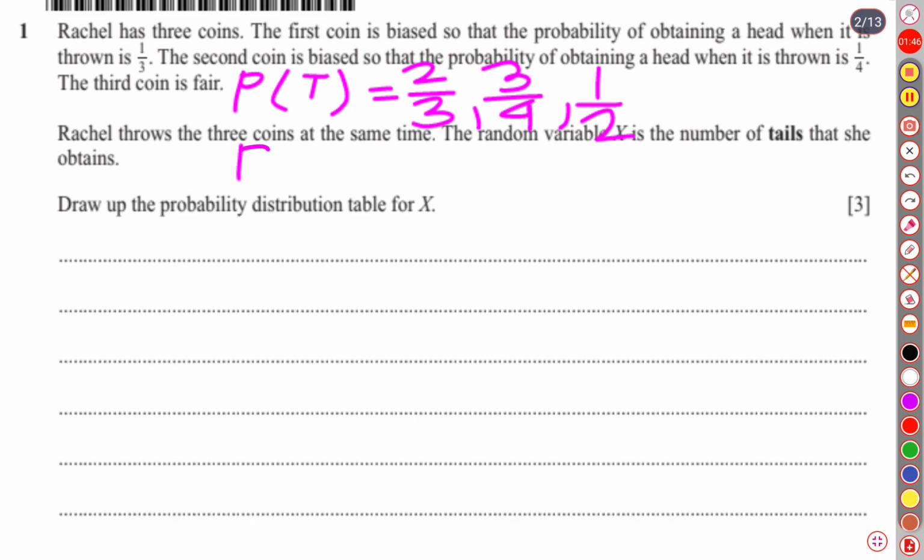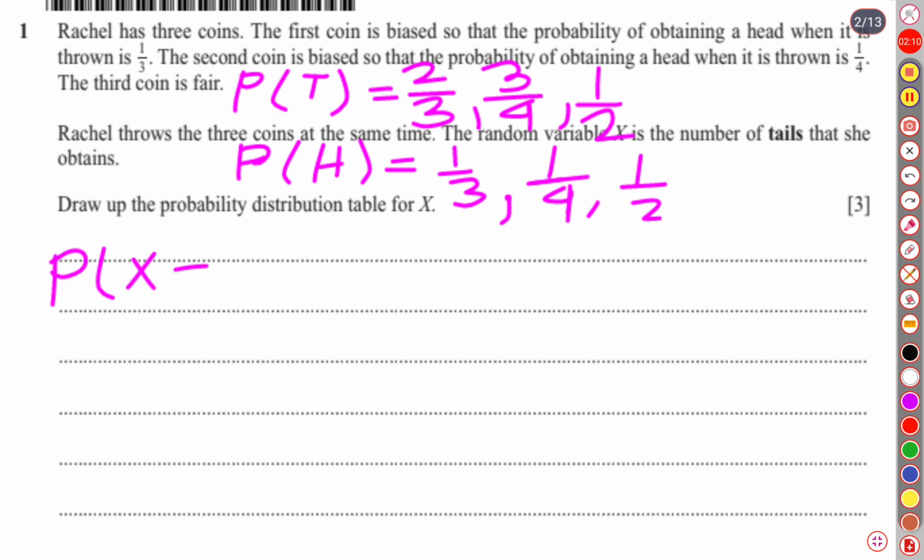Then the probability of head is one third, one fourth, as well as half for the third one. So these are the probabilities independently. Well, now we will have to find P(X = 0), and after that P(X = 1). Look at this, X equal to 0 means he is not obtaining any tail. First, let us complete X equal to 0.